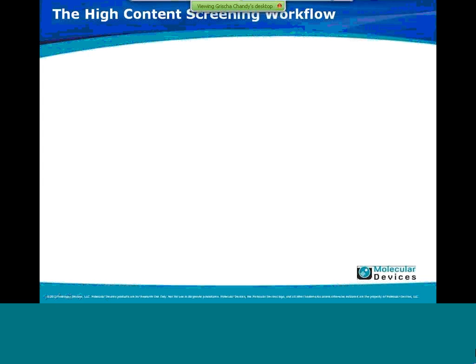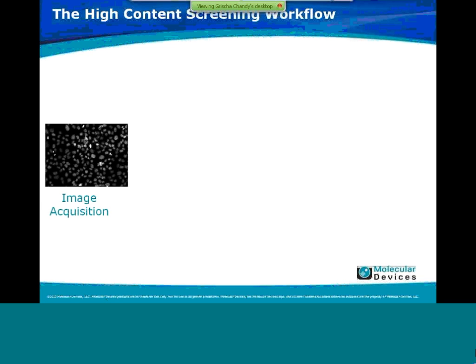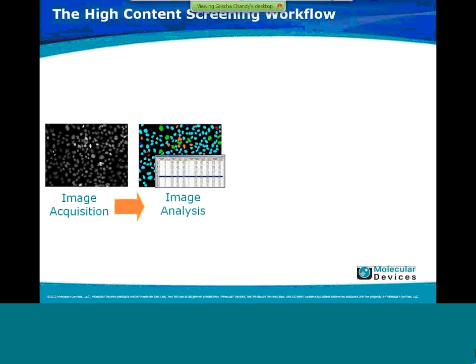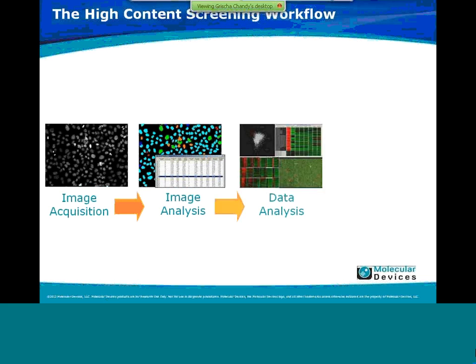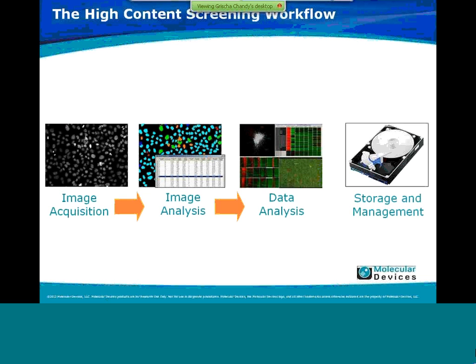What's the typical high-content screening workflow? You have to acquire your images. You do some type of image analysis to convert those images and segment those objects into numbers and intensity measurements and shapes. You have to do some type of data analysis, and you have to have some type of storage management to handle all the images and measurements that are coming off the system.